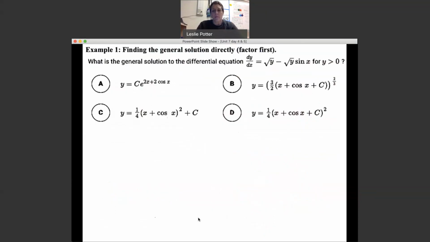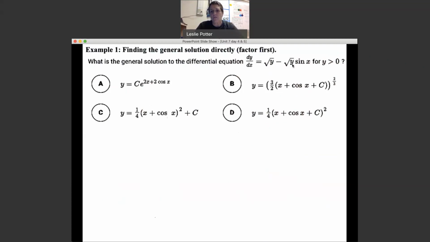Okay, so let's look at an example here. Let's look at the question. It says, what is the general solution to the differential equation dy/dx equals root y minus root y sine x for positive values of y? In other words, obviously we don't deal with the complex world here in calculus.